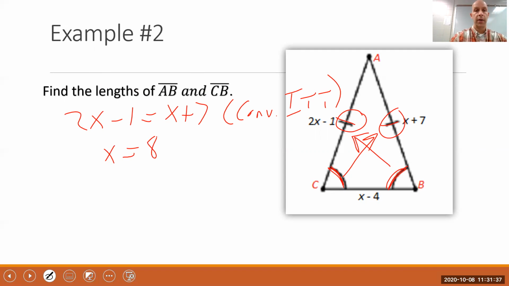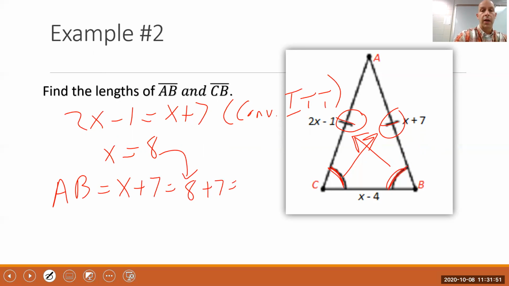So we got x. Now the question is what's the length of AB? So the length of AB, denoted AB with no marking over it. Well, AB is x plus 7. So now we're just going to plug the 8 in for x and we'll get 15. So the length of segment AB is 15.